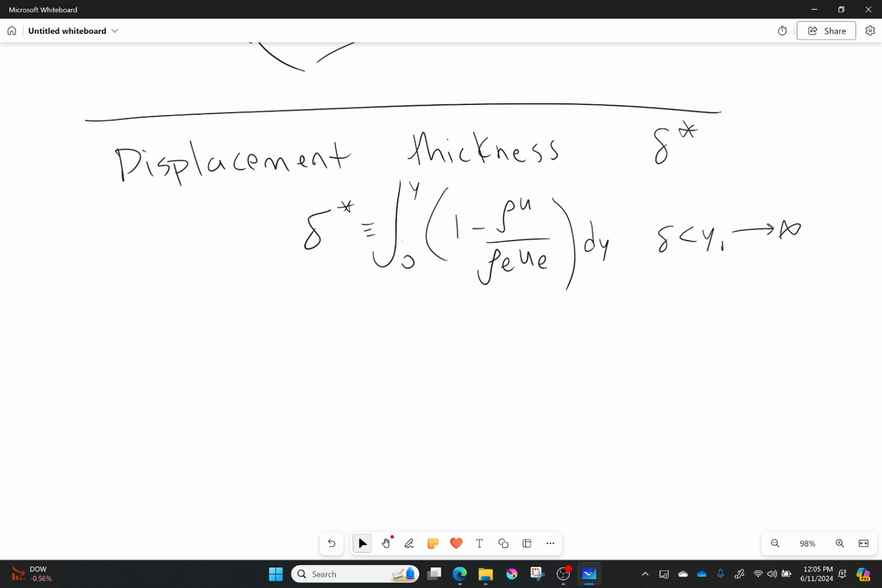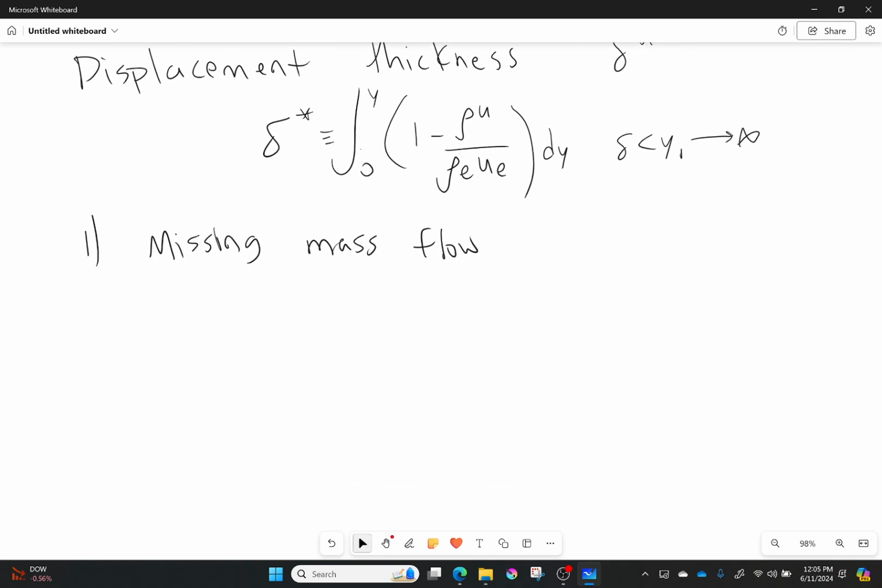Perfect. Okay. So what is this thing and why do we care about it? Well, we can think about it in two ways. So number one is it's simply missing mass flow. Okay. So what do I mean by that?